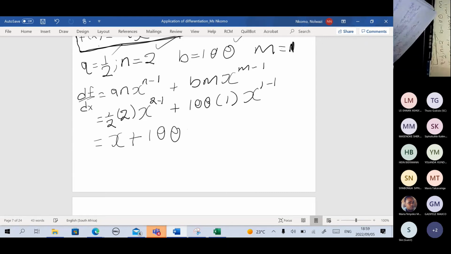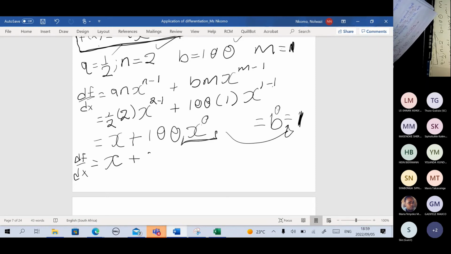Plus we have 100 times 1 is 100, and we have x to the power 0, right? Going back to the laws of exponents, any number besides 0 to the power 0 is equal to 1, right? So where there is x to the power 0, we can substitute it with 1. So this means our derivative of f with respect to x is equal to x plus 100, right?